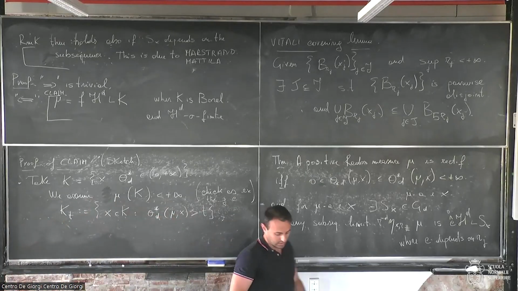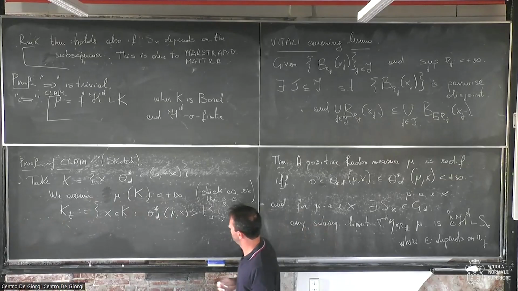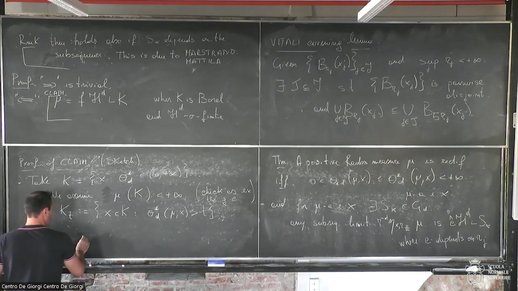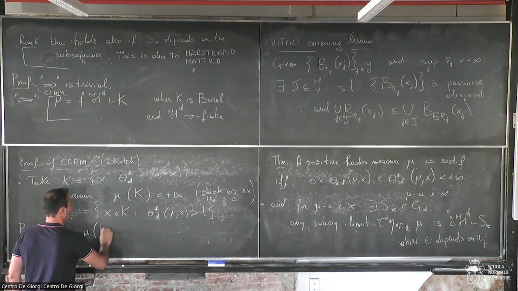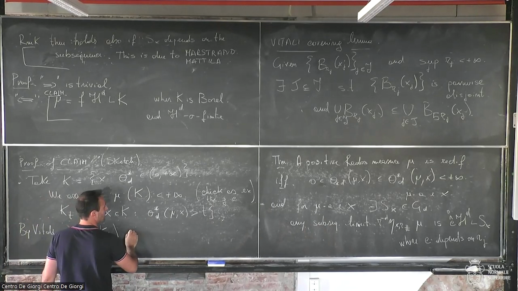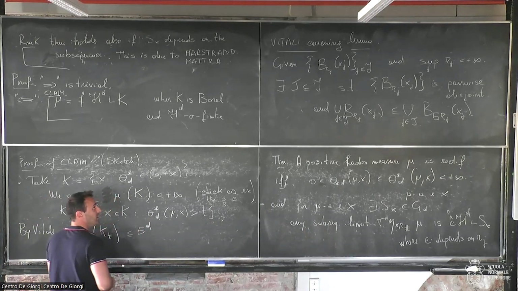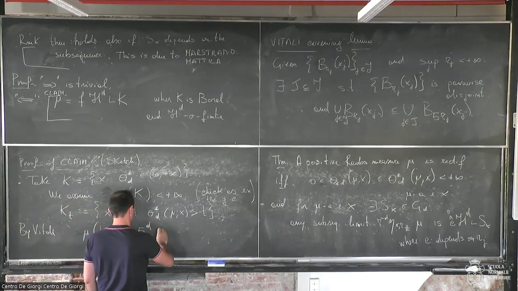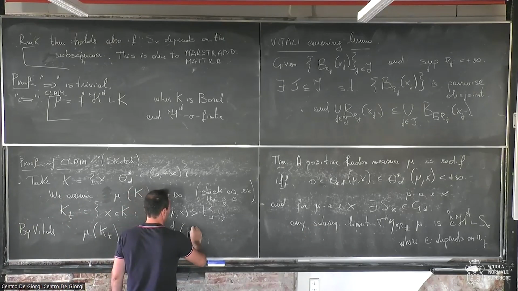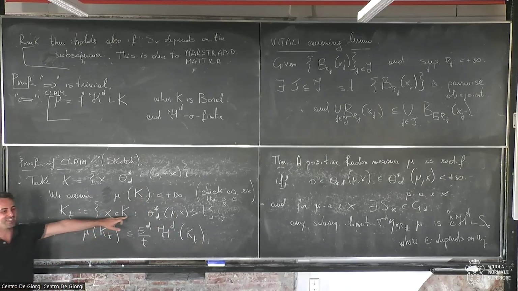By Vitali, you can estimate mu of K_t with 5 to the power d divided by t times H^d of K_t. The hint for this comes really from the definitions.